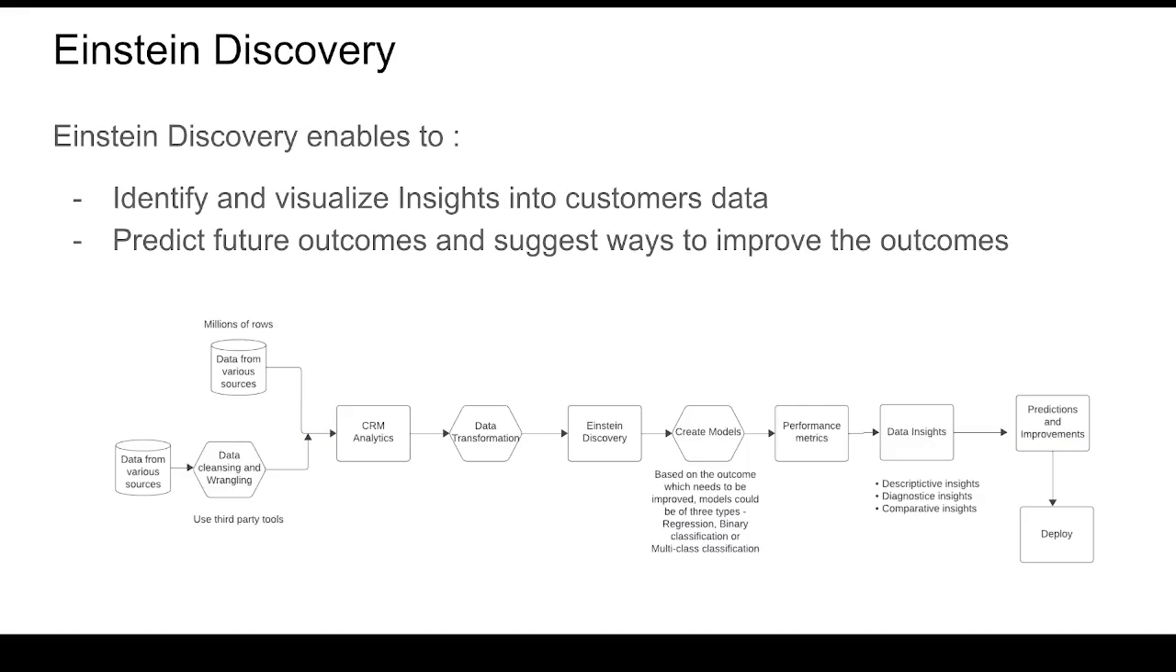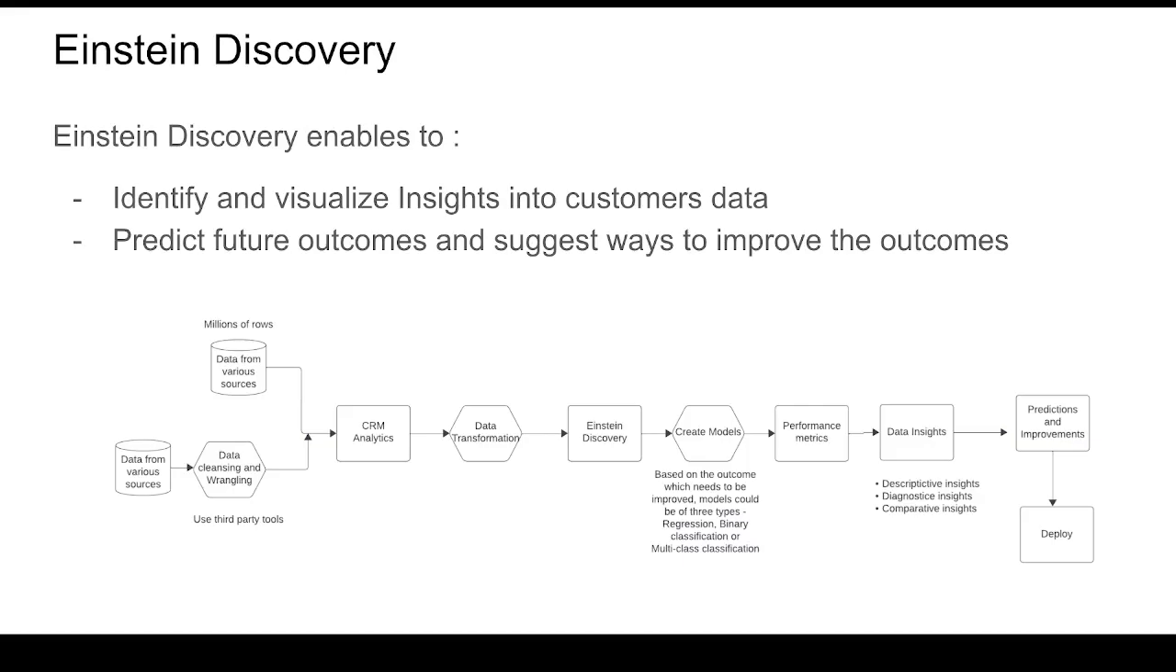That's where Einstein Discovery is useful, because it not only identifies and visualizes the insights, but it predicts future outcomes and suggests ways to improve the outcomes. So if we use Einstein Discovery in our use case, it's going to help us predict if our deals are going to be closed and what steps we can take to improve the likelihood of deal conversion. I'll be explaining this whole process using a chart which I have created.